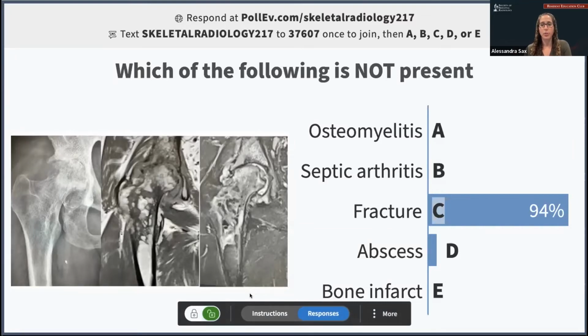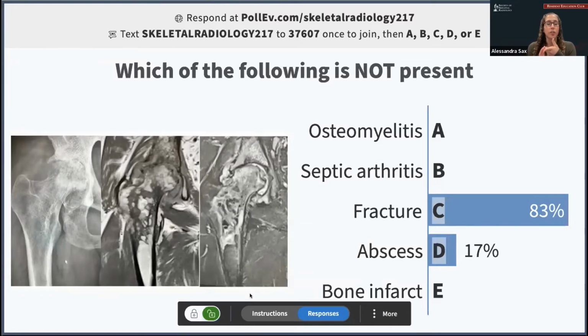Looks like people are leaning towards C, D, and E. Most people at C. The answer is actually abscess. So we can see here that we've got this intense edema spanning the hip joint or femoroacetabular joint. And the edema here is enough to call a fracture. We actually do have a little bit of linear T1 signal also on the T1, but just the degree of this edema here is intense enough for a fracture.